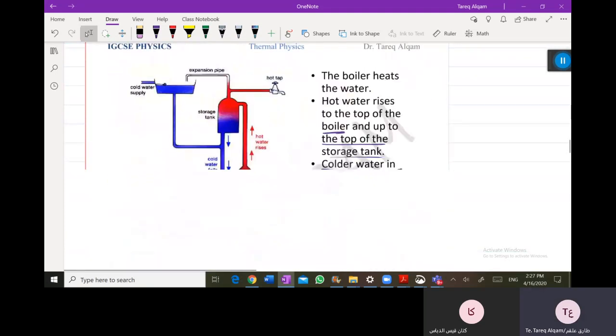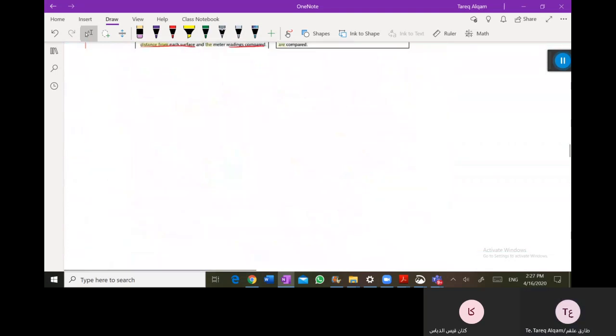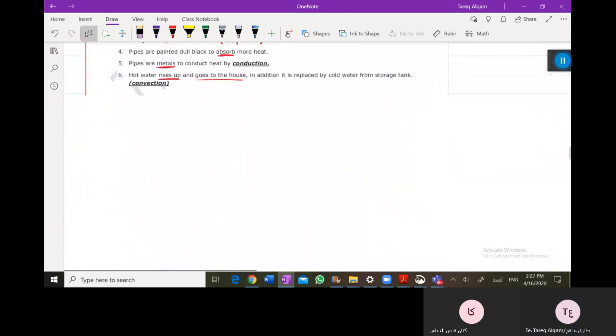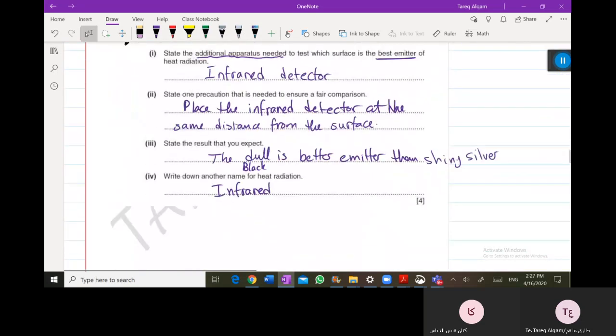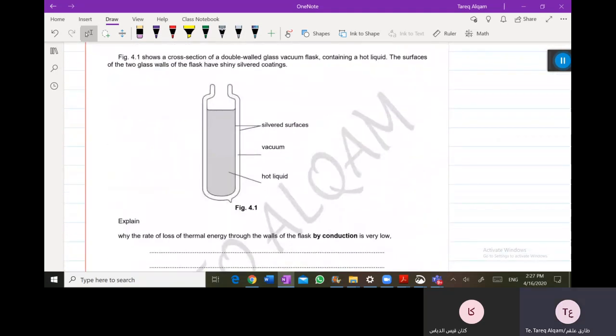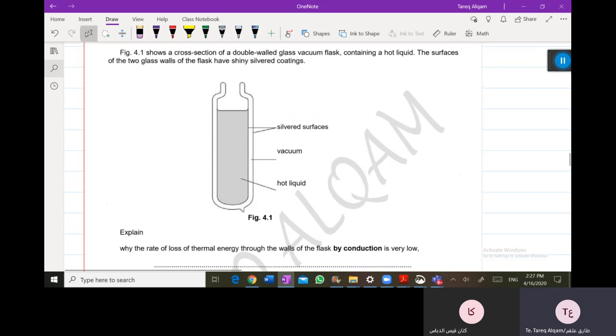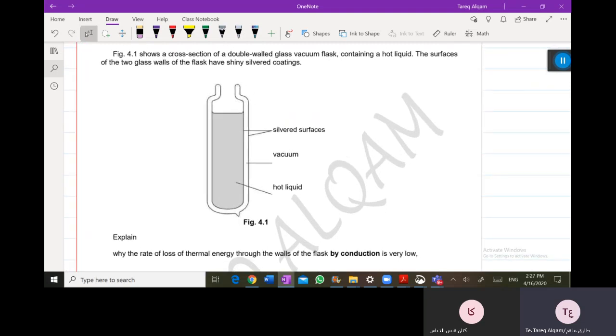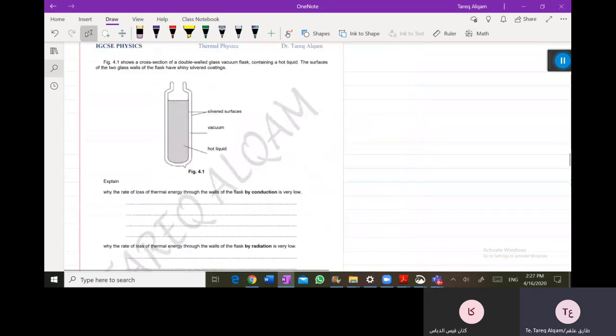Let's go back again to the questions. Okay. Here, figure 4.1 shows a vacuum flask of cross-section of double-walled glass. Please read this question for a second so you understand what we will be asked about.